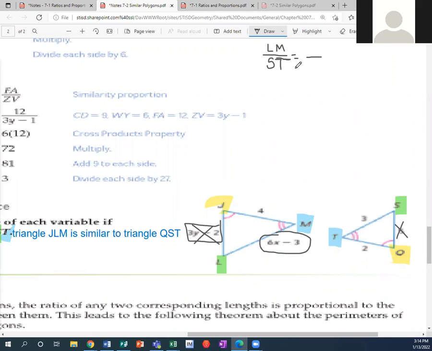Notice in my first ratio, I wrote the triangle on the left information on top. So I'm going to write the triangle on the left information on the top again. So JM in the top of my second fraction. Yellow to blue on the second triangle is Q to T, and there's the proportion that I'm interested in working with. I'm going to go ahead and substitute.